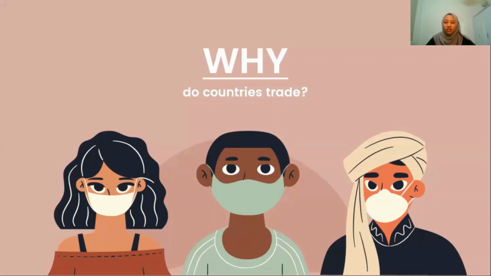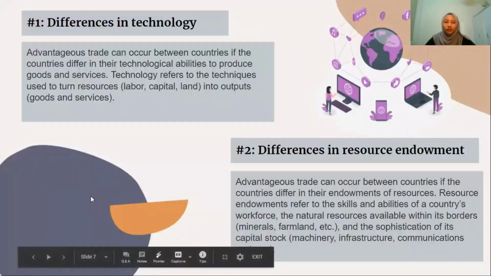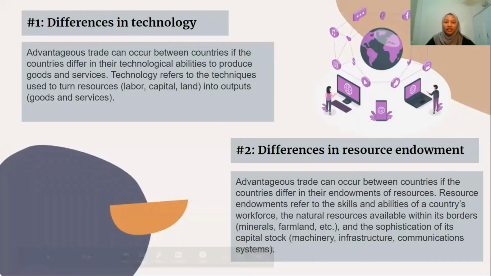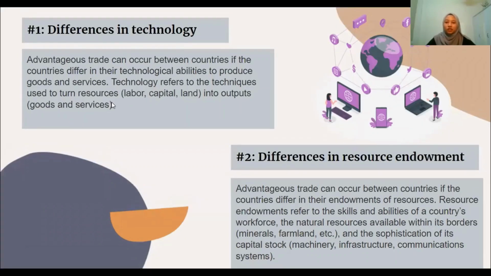So the next point is, why do countries trade? So the first reason why countries trade is because of the differences in technology. Advantageous trade can occur between countries if the countries differ in their technological abilities to produce goods and services. Technology refers to the techniques used to turn resources, for example, labor, capital, and land, into outputs, which are goods and services. We could also relate this with the comparative advantage model.